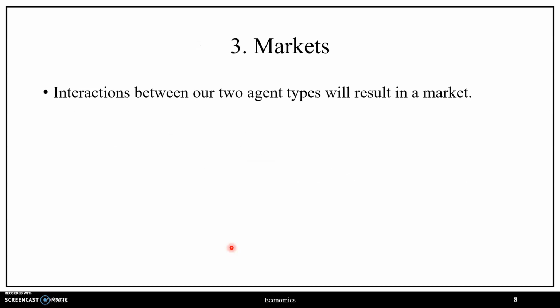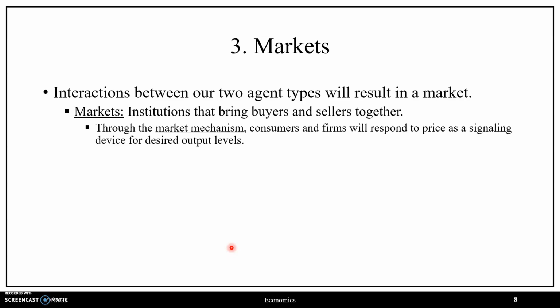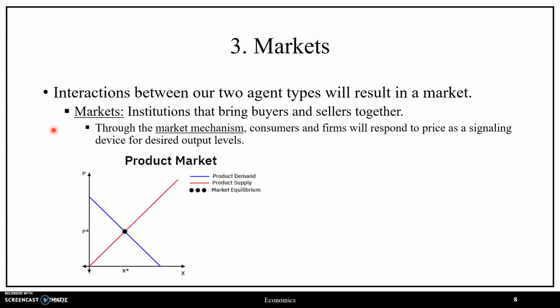Now, in terms of our two agent types, when they interact, the result will generate a market, or in other words, institutions that bring buyers and sellers together, where through the market mechanism, consumers and firms will respond to price as a signaling device for desired output levels, where when our two agent types interact for a particular good or service, the result will generate us a product market in which the price of that good as well as the quantity level of that good can be determined.